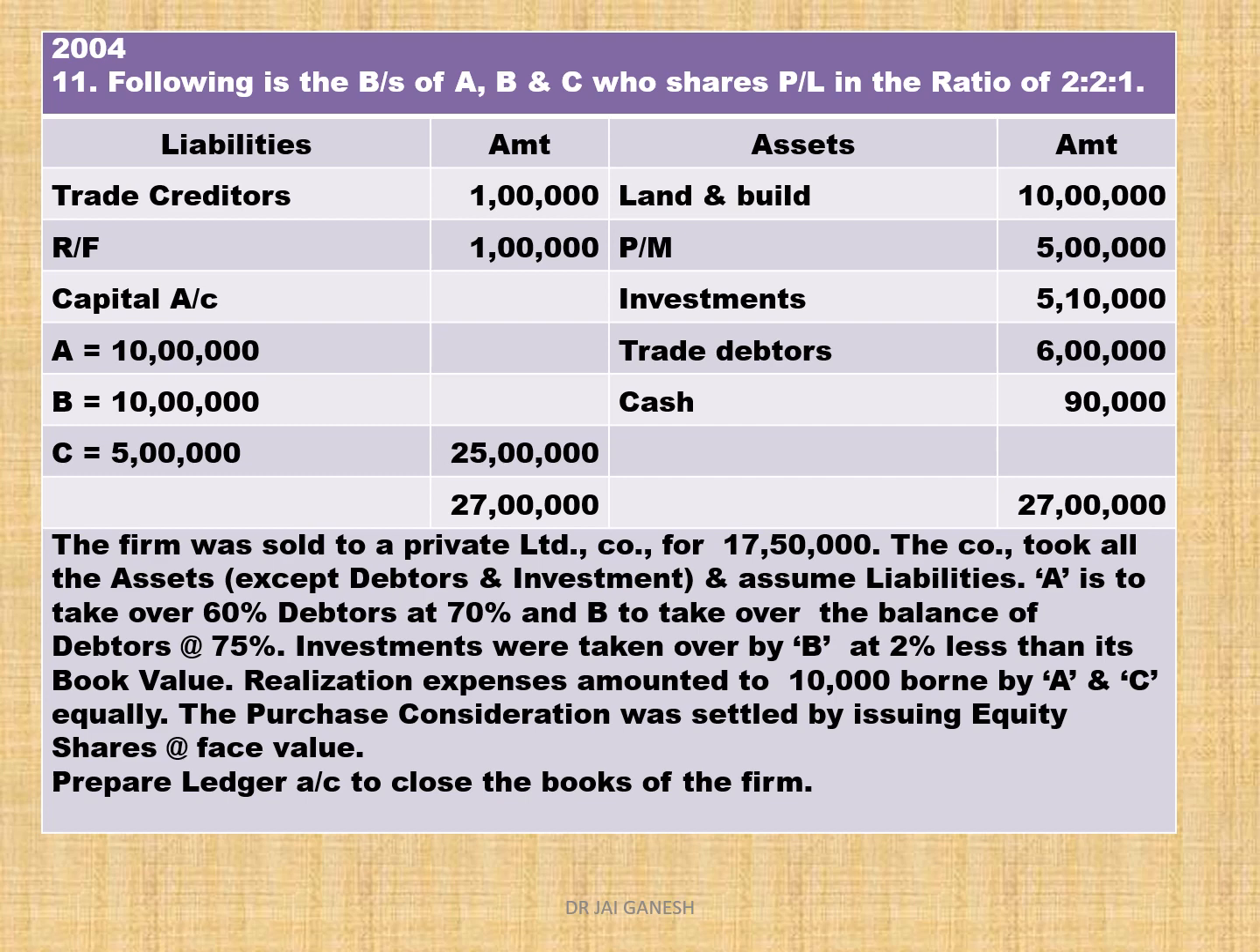17,50,000. So the firm is sold to a private limited company for 17,50,000. So 17,50,000 is PC. It's called the purchase consideration, 17,50,000. So PC is given in the question. No need to calculate.